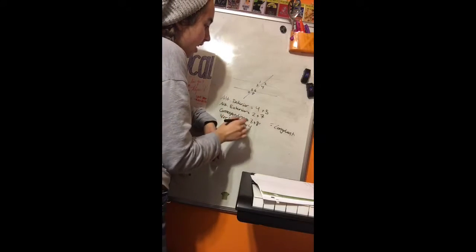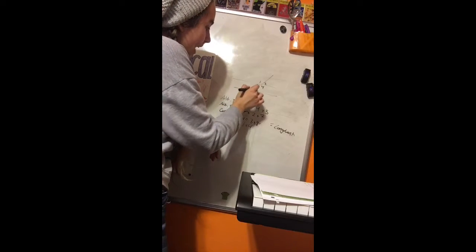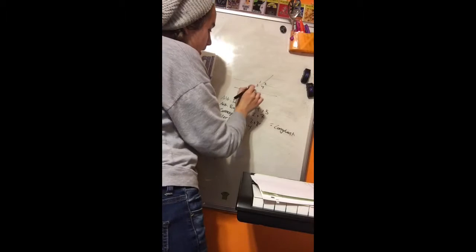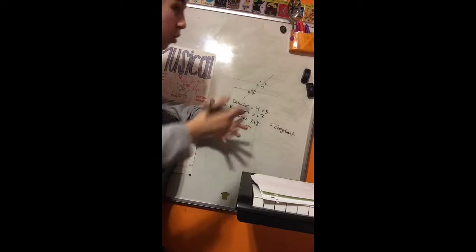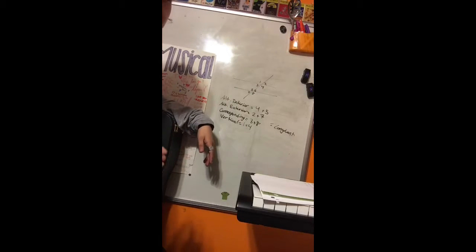Alternate exteriors the same way. 2 and 7, they have the same angle. Corresponding 3 and 8, they have the same angle, and 1 and 4 have the same angle. Now I would explain to you why, but that goes into a different video. So maybe another time we'll do that.